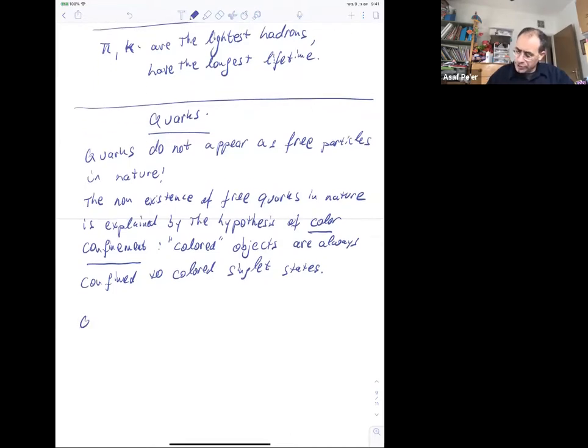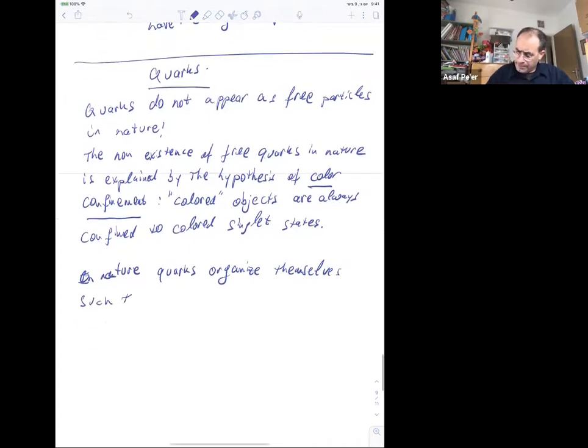So quarks in nature organize themselves such that the hadron is color neutral.